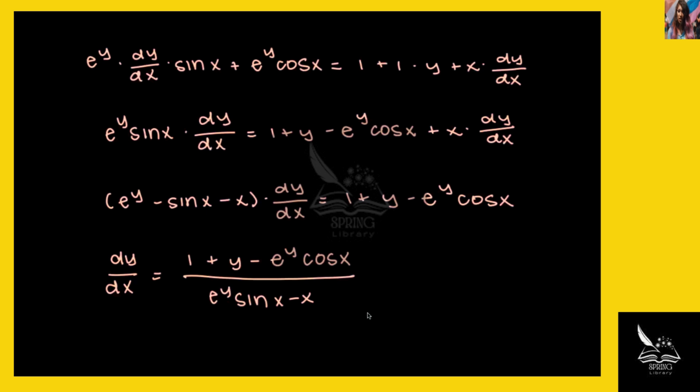So I hope that this problem helped you understand a little bit more about implicit differentiation, why we use it, and how we can go through the process of using it. I know that it's a little bit tricky, but hopefully this made sense and you learned something from it.